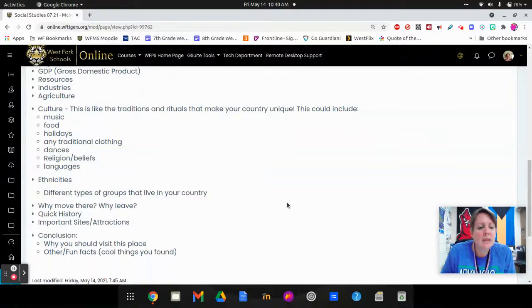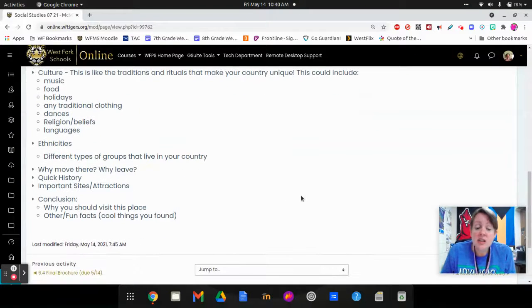Other questions that you should answer: why should people move there? What opportunities might be in your country that would attract people to move there? That would be your pull factors, right? And then some countries are in chaos, and there might be some negative reasons why people need or want to leave. These would be your push factors.